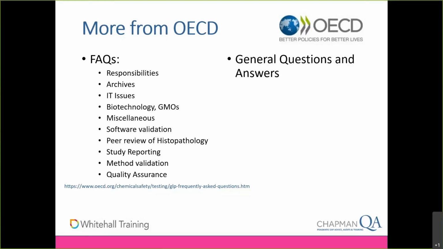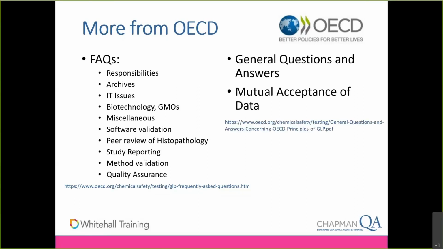Some more general questions and answers get published from time to time, and some good explanation of what the mutual acceptance of data means and how that works. So you remember right at the start, I said that if you run a GLP study in one location, those data will be accepted elsewhere. And that's what the mutual acceptance of data is all about.